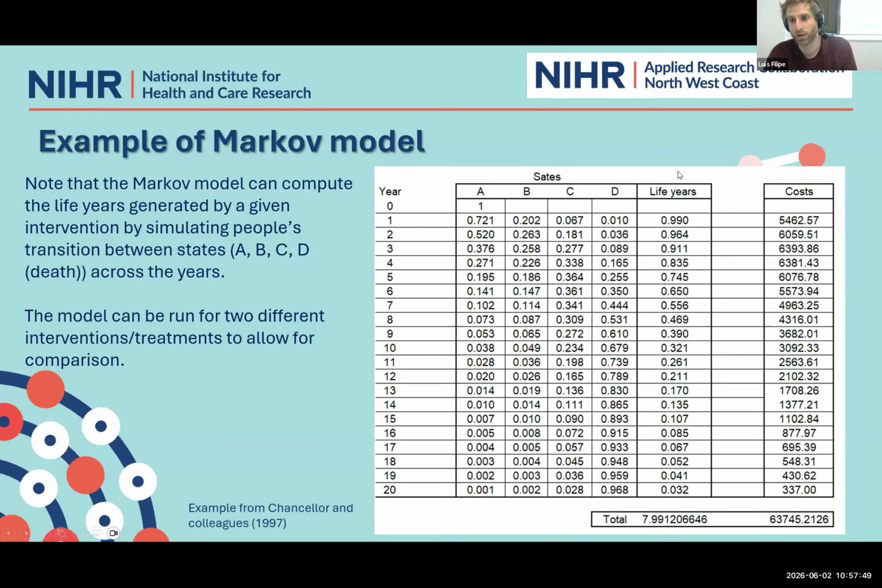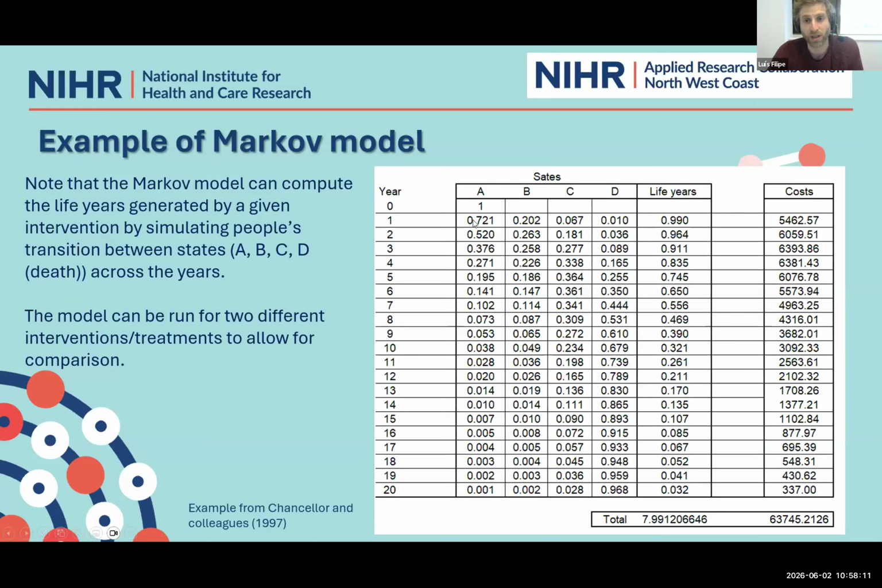So you can compute the life years. Now, the way it works for costs is that typically you need to know what is the cost of staying in state A, what is the cost of staying in state B, and what is the cost of staying in state C. Usually D should have no cost. People are just dead, there's no cost.